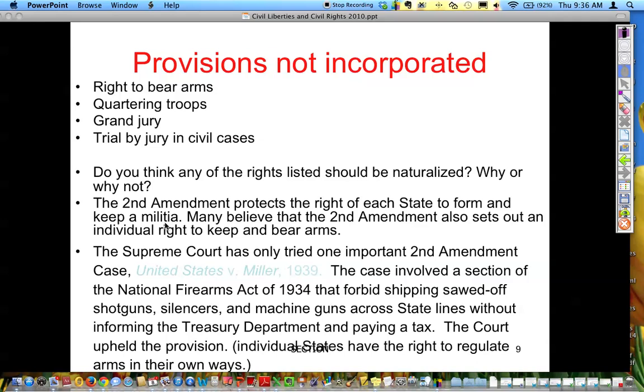Why or why not? The Second Amendment protects the right of each state to form and keep a militia. Many believe that the Second Amendment also sets out an individual right to keep and bear arms. There's only one major court case on the Second Amendment, and they've had more recent ones, but not that it's nationalized. And I think it's clear that the court is still upholding the Second Amendment to be a national provision and not forcing that onto state governments.